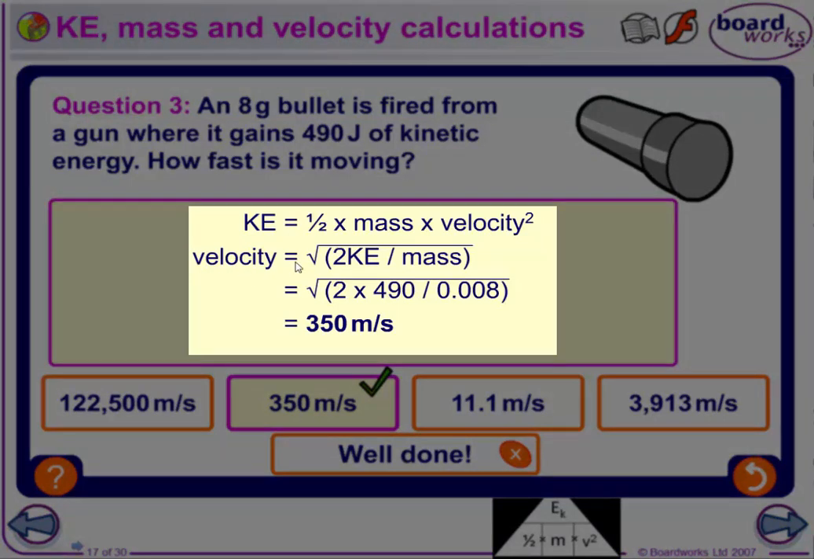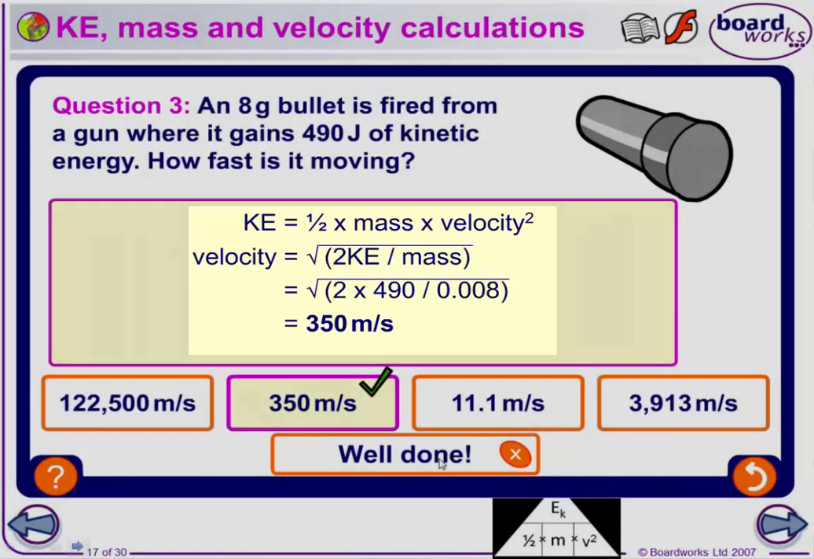Notice that the velocity is the square root of 2 times the KE, 2 times 490, divided by 0.008 kilograms, which gives 350 meters a second. Well done. Thank you very much.